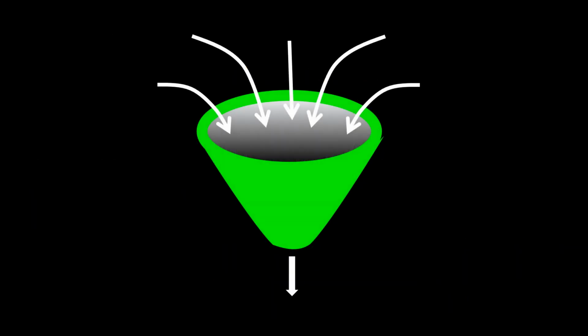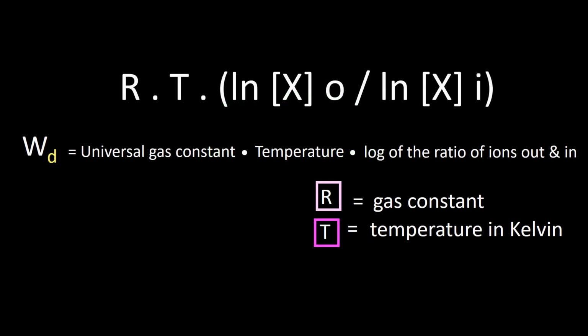Summarizing these points, we can say that the work of diffusion is equal to the universal constant of gas multiplied by temperature in Kelvin multiplied by the natural logarithm of the ratio of ions outside and inside the cell.